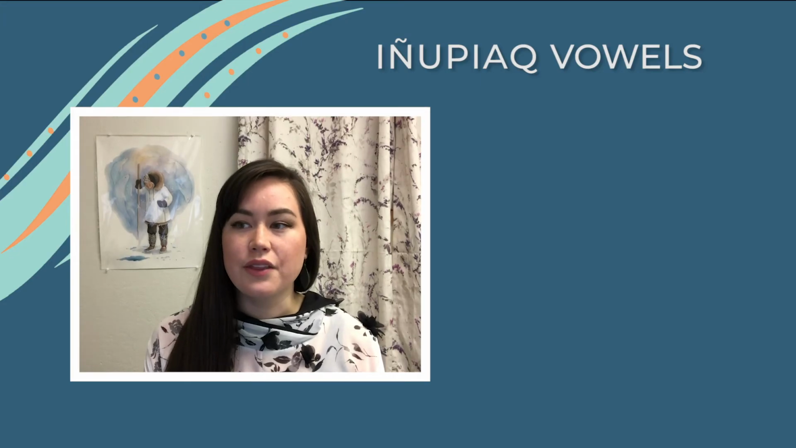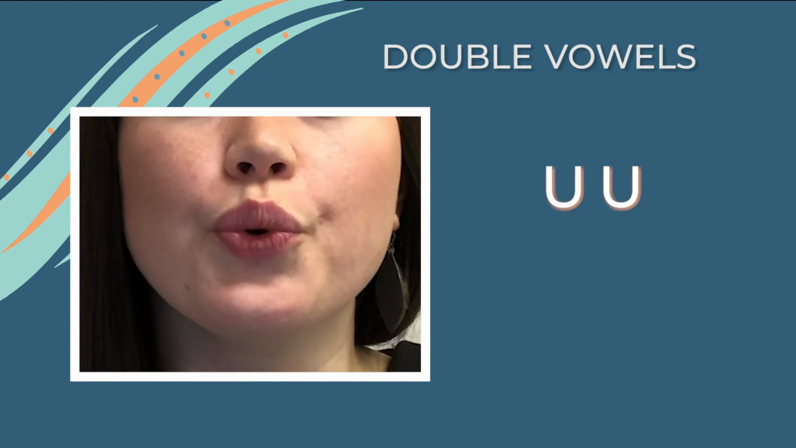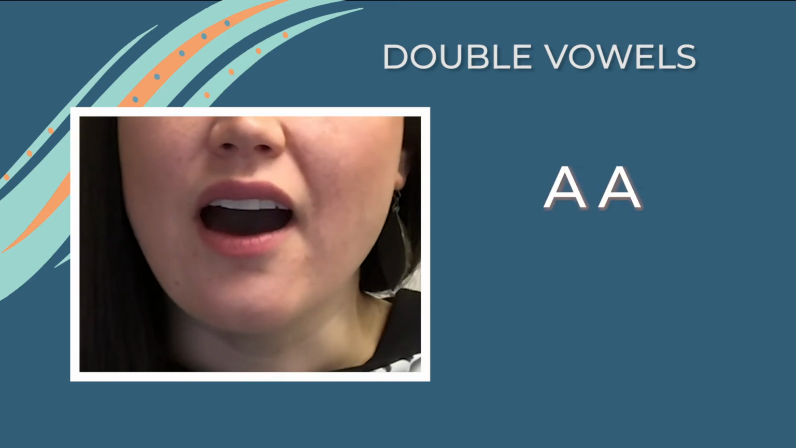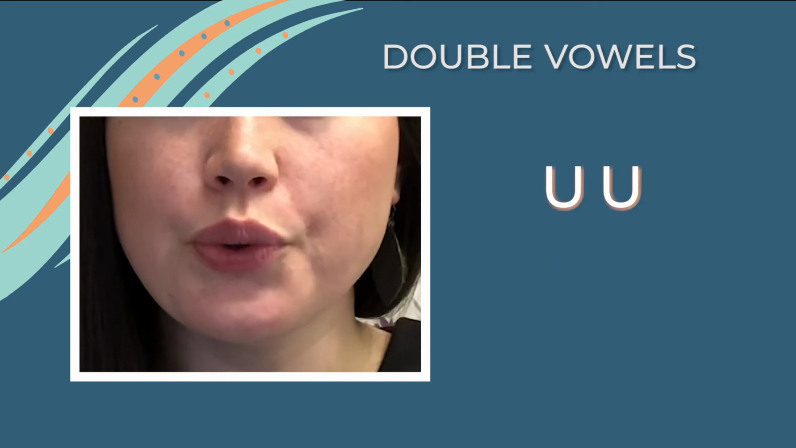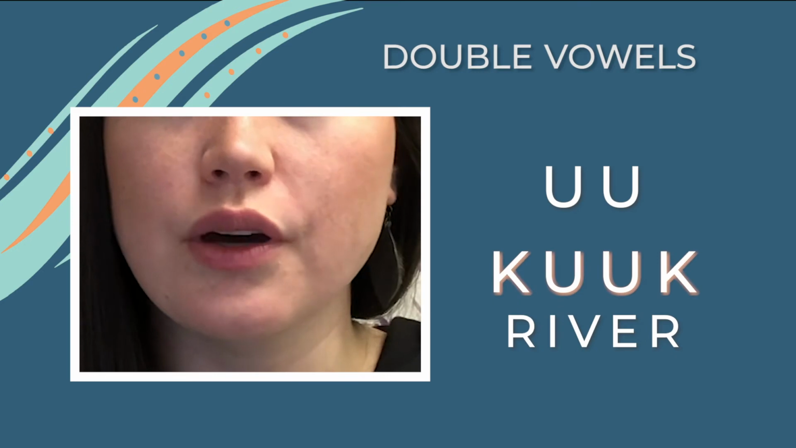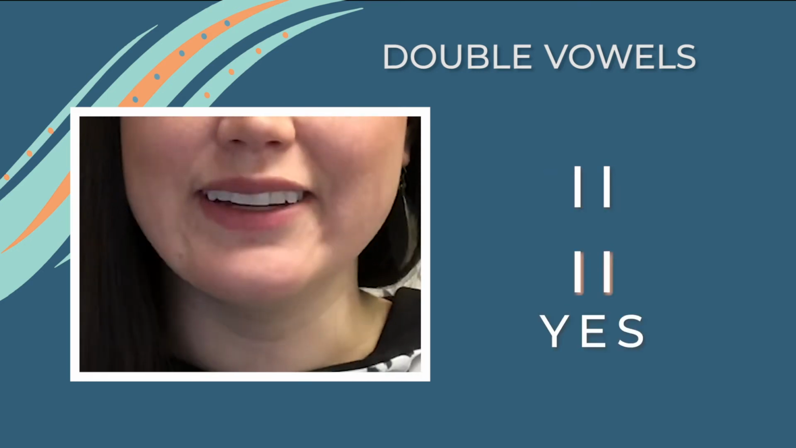Iñupiaq has three double vowels. Aa, uu, ii. Aa as in apa or aka, uu as in kook or uluruk, ii as in ii.